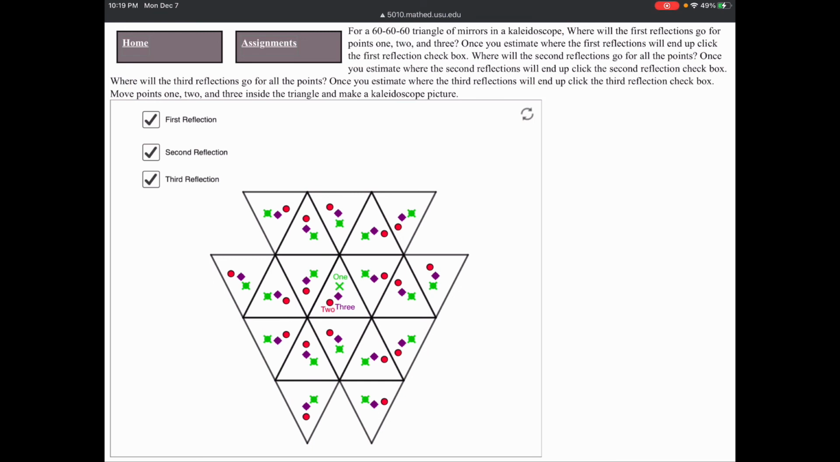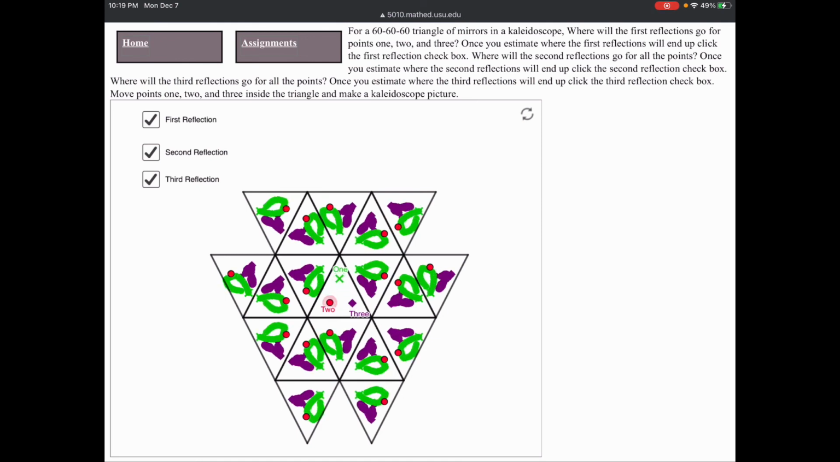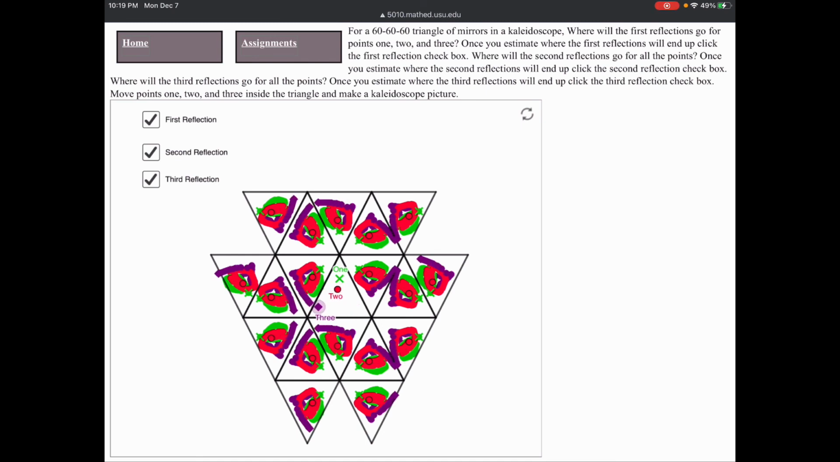And that is the pattern we see when we look through a kaleidoscope. Those are the reflections. That's what makes the pattern. And so if we move dots 1, 2, and 3, we can see a pattern's made. And so if those objects were in a kaleidoscope and we rotated them, we would make a pattern that looks like this, which is kind of fun. And that is what I learned about kaleidoscopes.